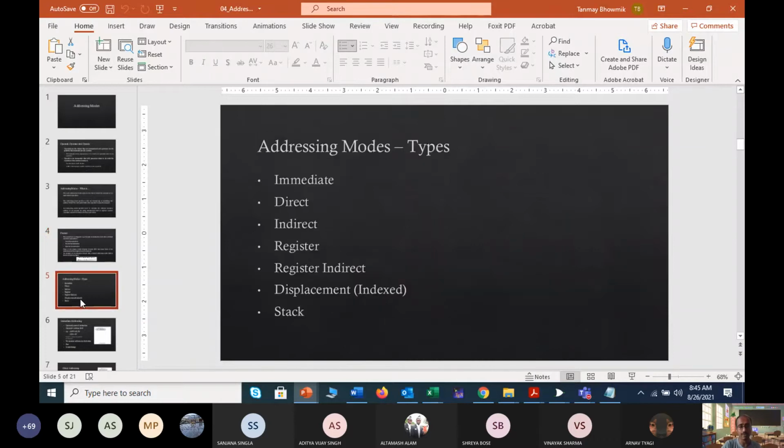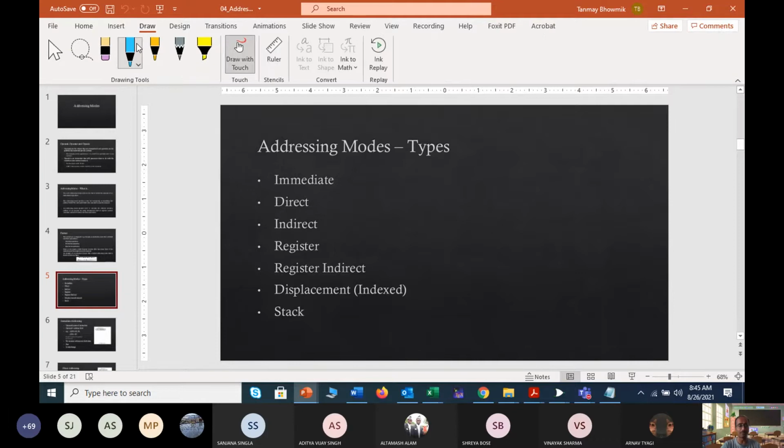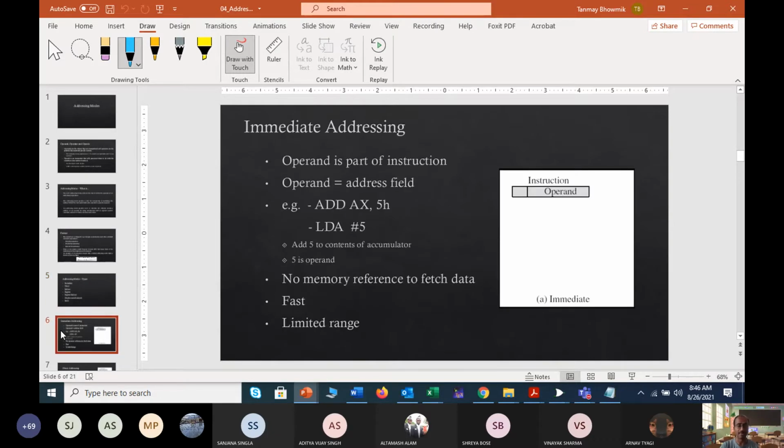Several types of addressing modes can be used: immediate, direct, indirect, register, register indirect, displacement, and stack. Every individual addressing mode has some type of representation, that is, how you are giving the instruction or how you are applying it. So first we will discuss immediate addressing.